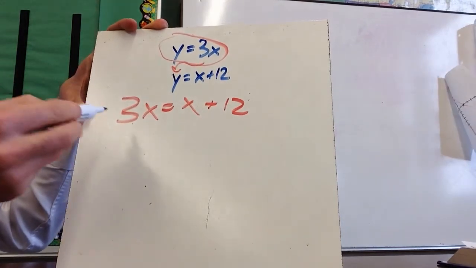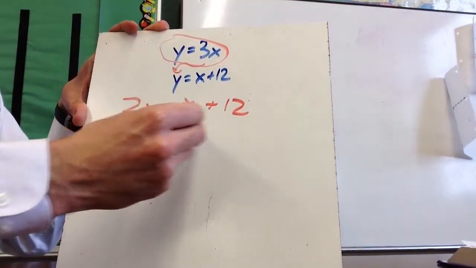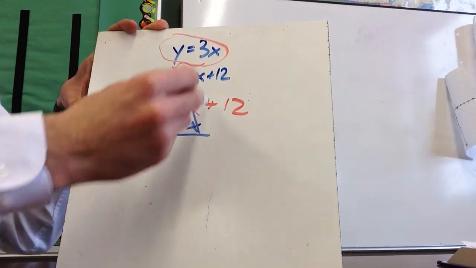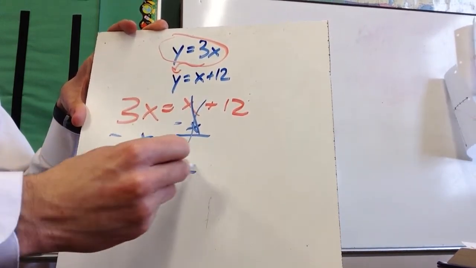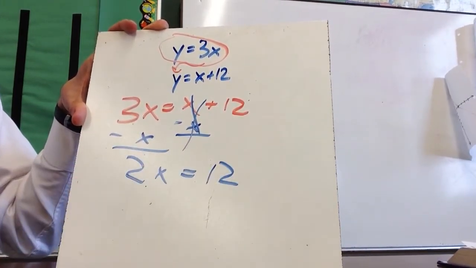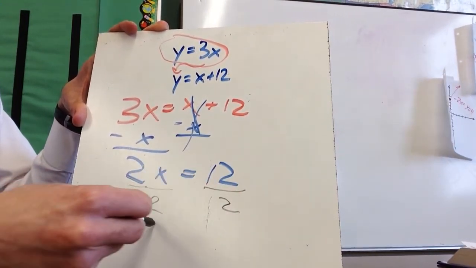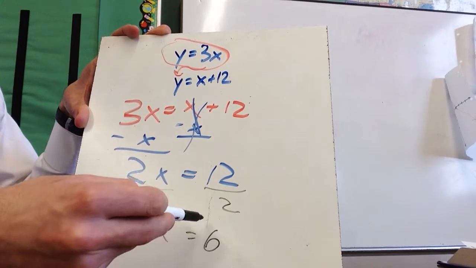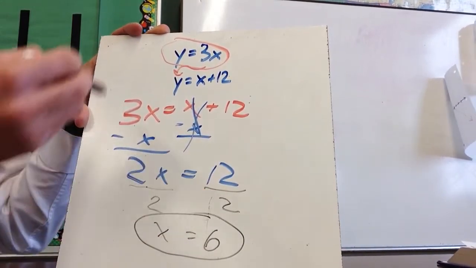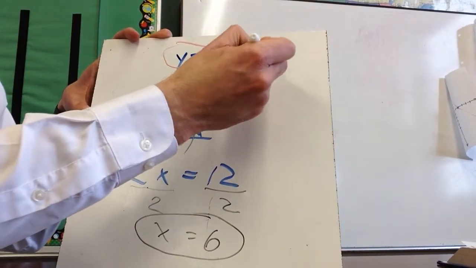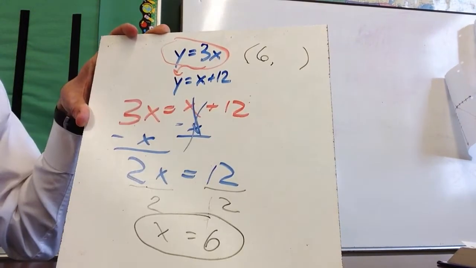From there I can subtract x from both sides. It cancels out, so I've got 2x equals 12. Then I'm going to divide both sides by 2, and I've got that x is 6. Now, I know what my x is. The question is, what is y?